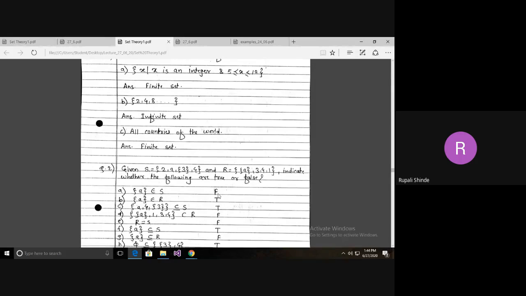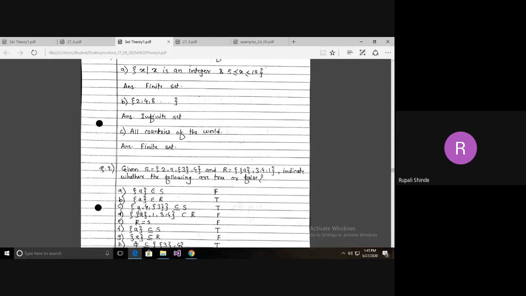Answer is given as false. So you have to tell me the explanation why this statement is false. Element A belongs to S, but set A is not present in set S. That's why this statement is false. Now next one, set A belongs to R. Now check whether set A is a member of R. Yes. That's why it is a correct statement.